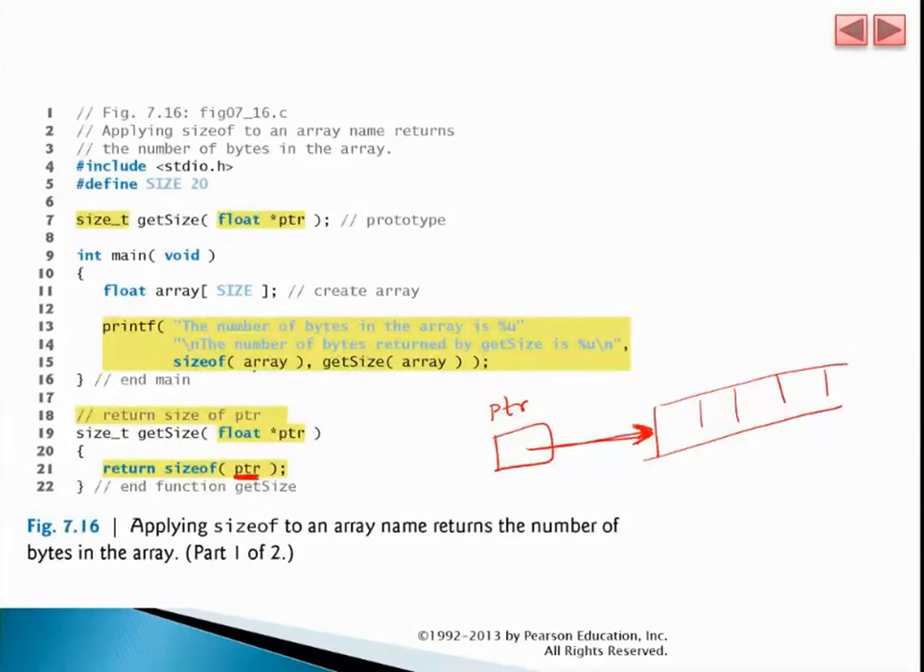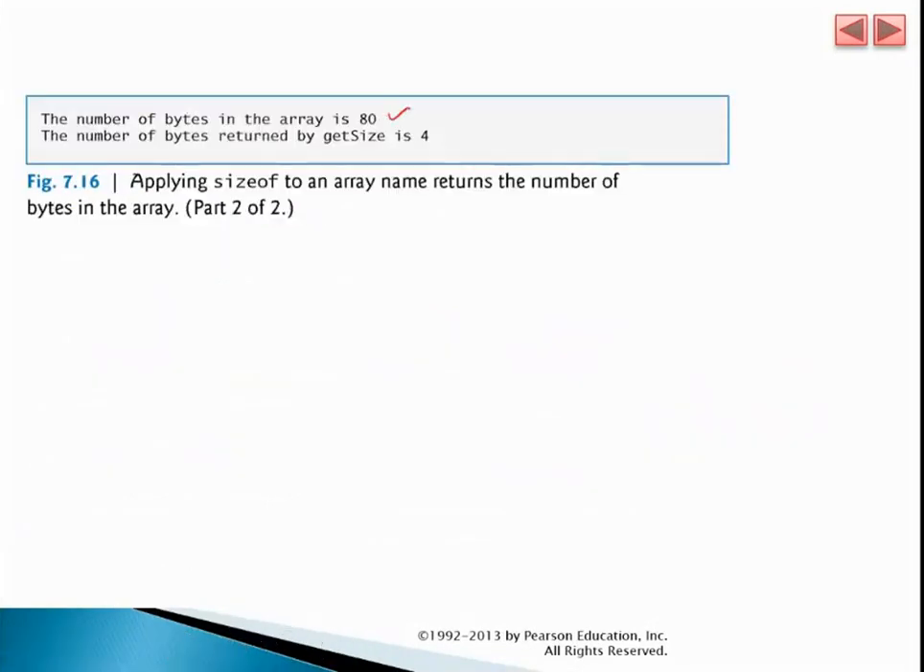But sizeof array will return the size of the array. So the size of the array is 80 because there are 20 elements, and each element takes 4 bytes, so 80 bytes. But get size will return only 4 because we are taking the size of the pointer variable only.